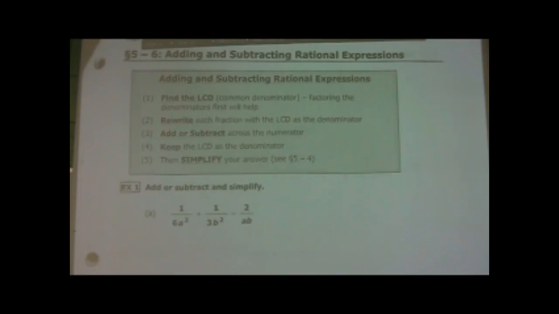So here's what I have to do. If I go to example A, I've got to find the smallest expression that all three of these denominators divide into. All right? Keep in mind, it's going to be bigger than any of these three. So first of all, I'm going to go to my numbers. I've got a 6 and a 3. What's the greatest common or lowest common denominator between a 6 and a 3? Well, that's 6, all right? So we're starting to identify our lowest common denominator.